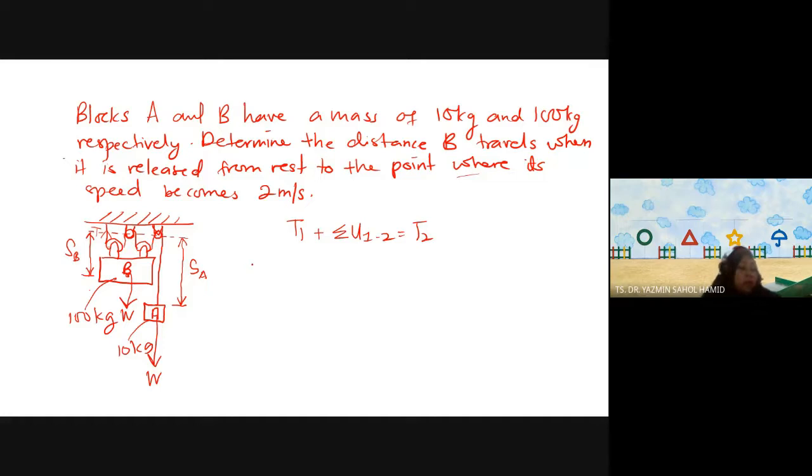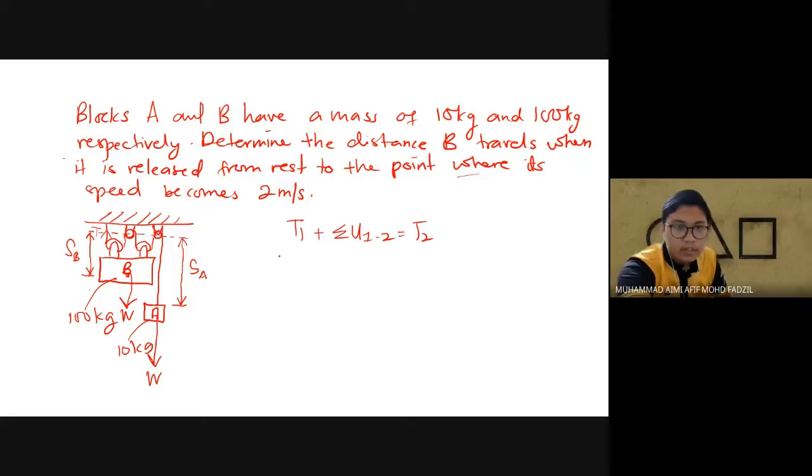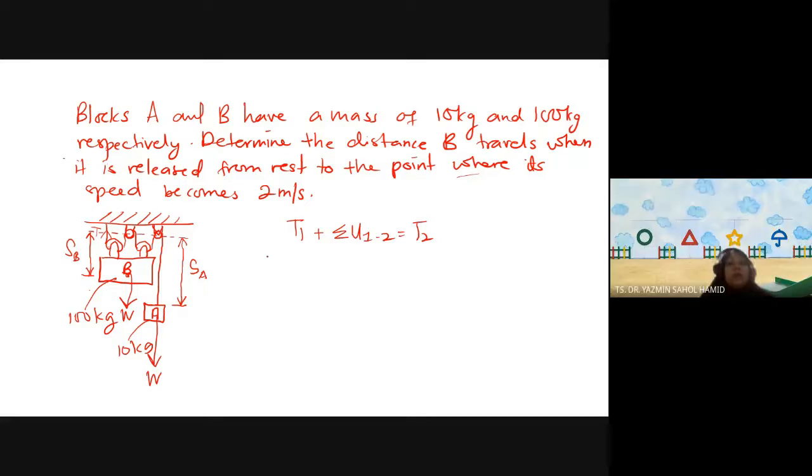Now untuk T1, apa dia punya formula? 1/2 mv squared kan? So what is the velocity for T1? T1 velocity dia kosong sebab release from rest. Okay, so basically ni kosong lah, tak apalah. So kita buat untuk T2 dulu.